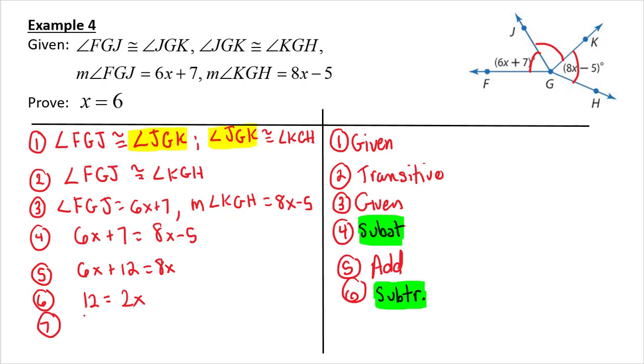And then our last step here is division. If you want to flip the sides, if you want to flip them and use symmetric, you can. I am not going to take off if you don't flip the locations of them. I'm okay with you leaving it x equals 6 equals x. Okay.